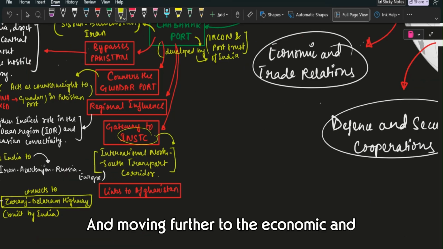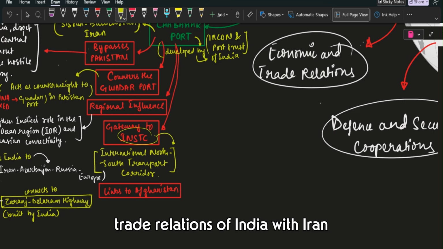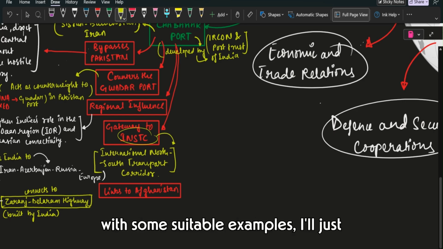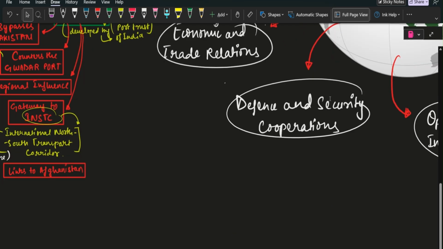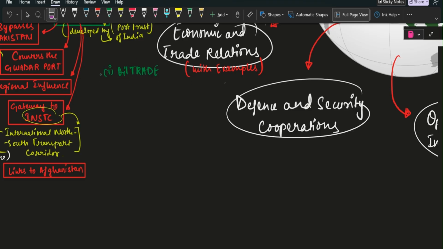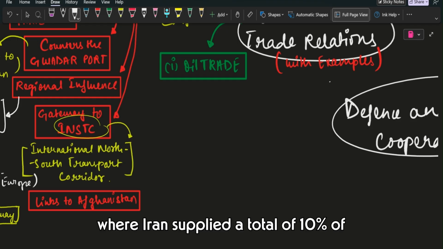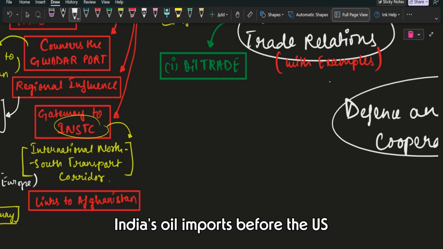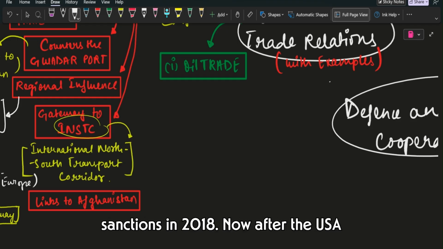And moving further to the economic and trade relations of India with Iran, with some suitable examples, I'll just briefly mention with examples. So the first is of course the oil trade, where Iran supplied a total of 10% of India's oil imports before the US sanctions in 2018.